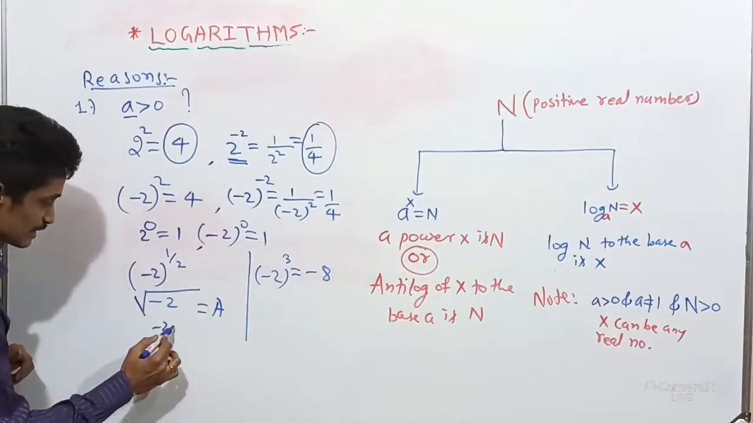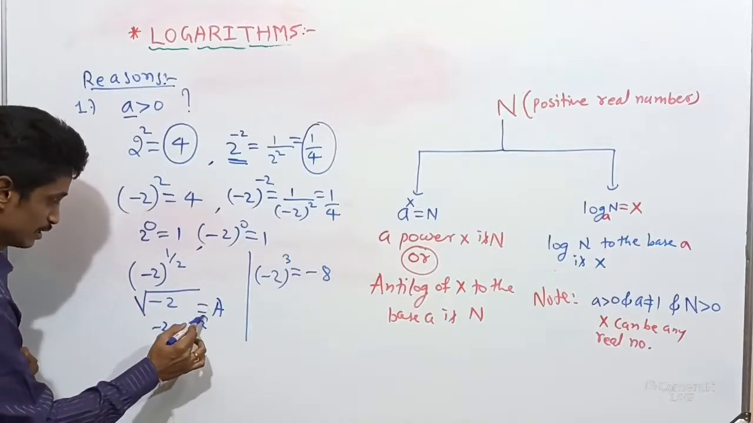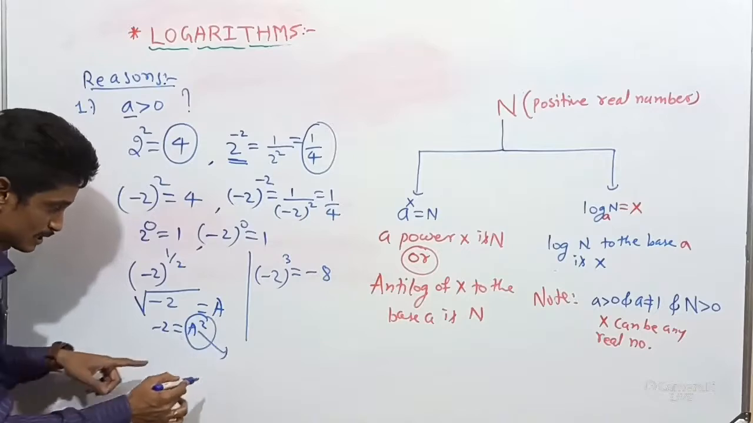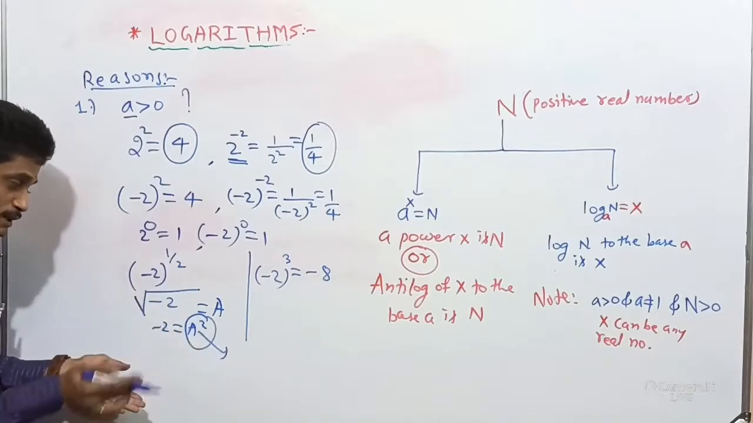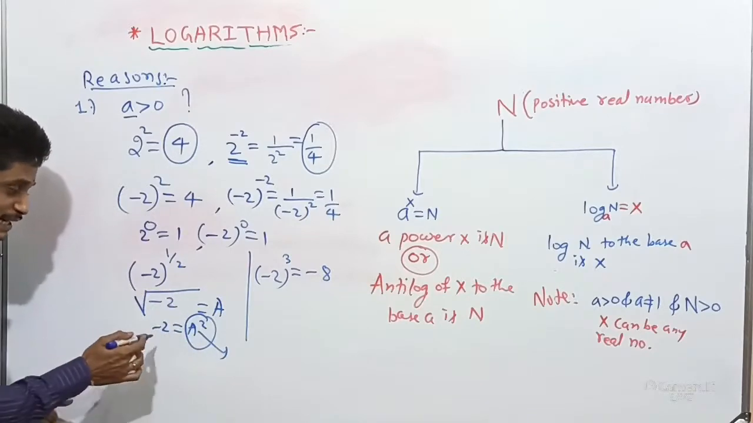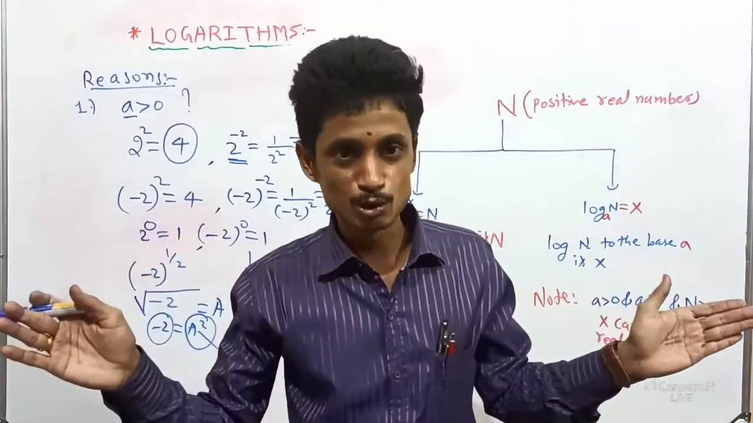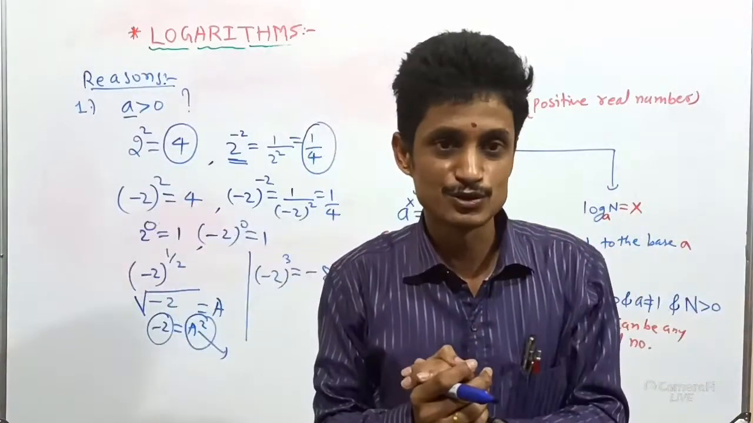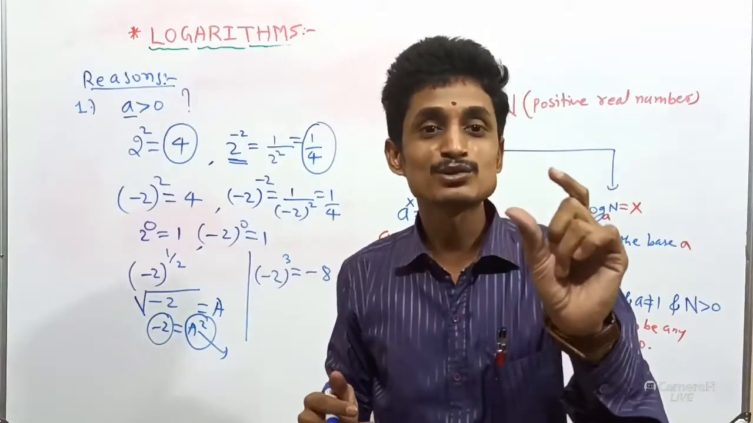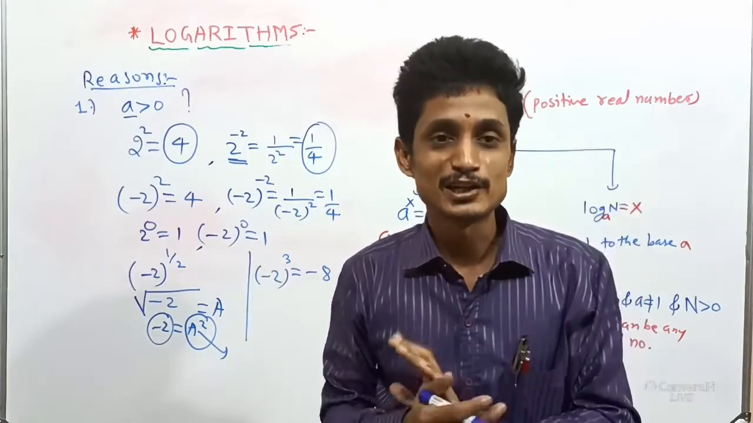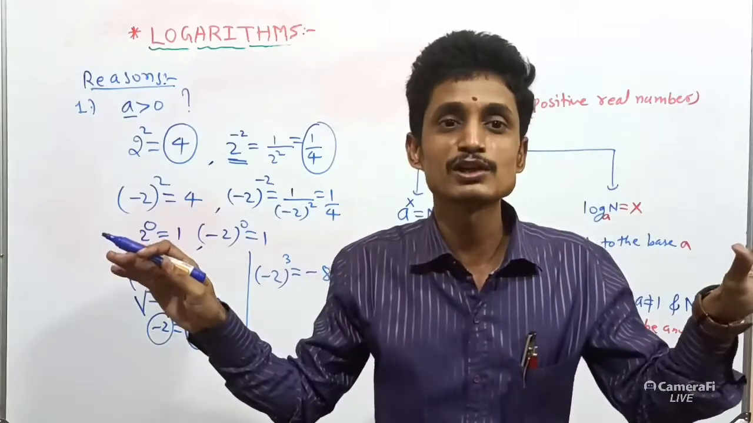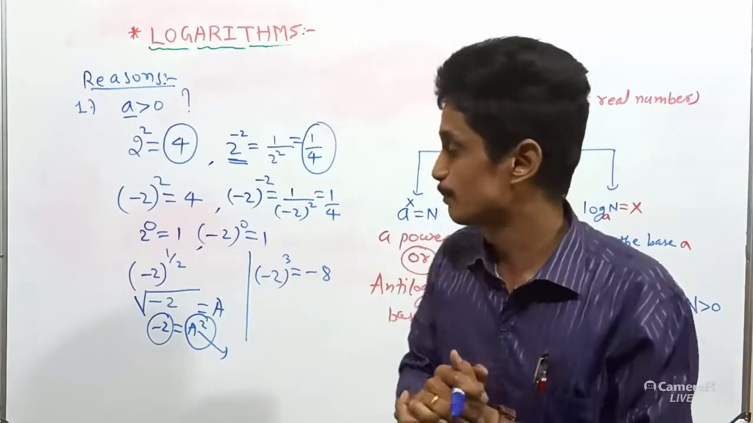Now square on both sides. Minus 2 equals a square. For what number, that is, what number is a? For what number, if you take the square, will we get a negative quantity? Such numbers we don't have in our real number system. Any number squared should be a negative quantity. Such numbers we don't have in our real number set.